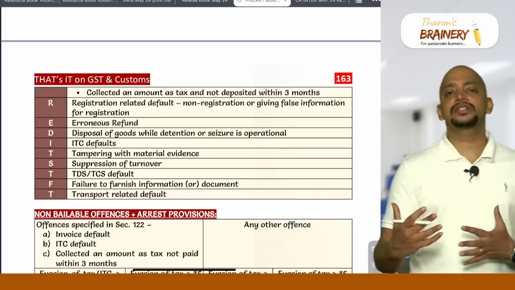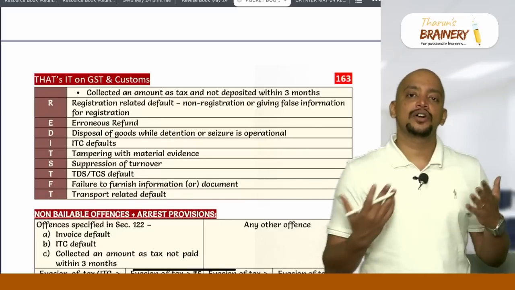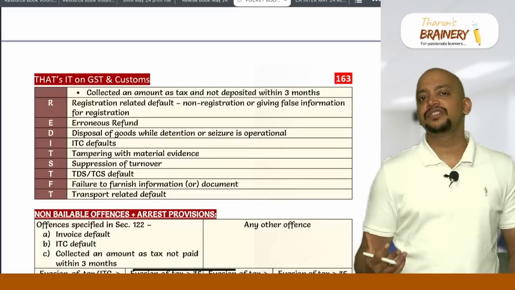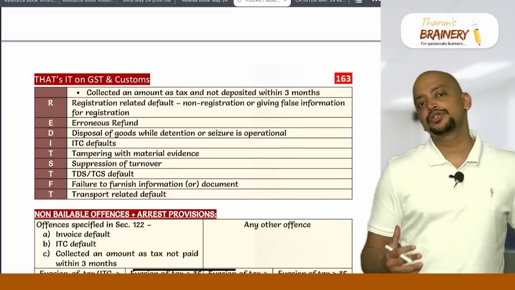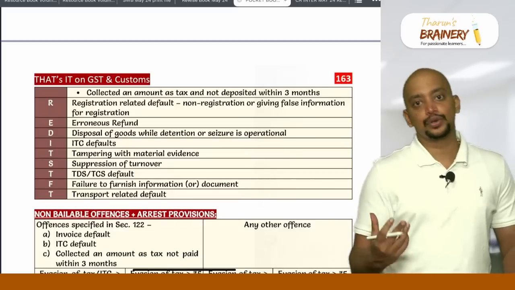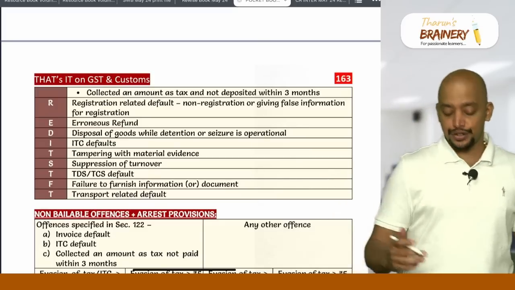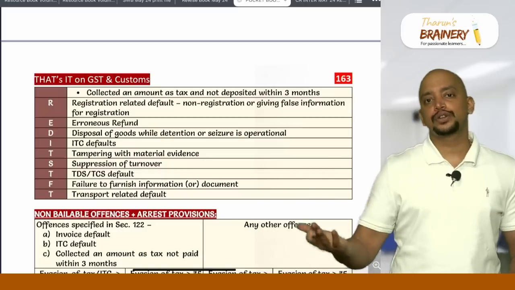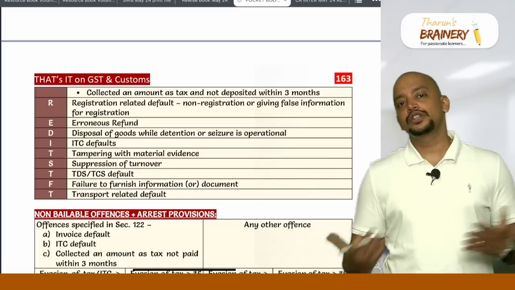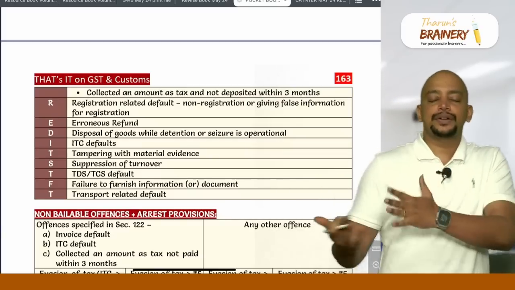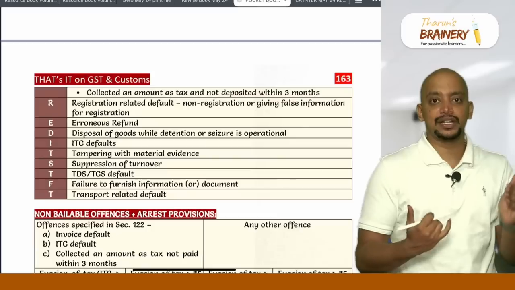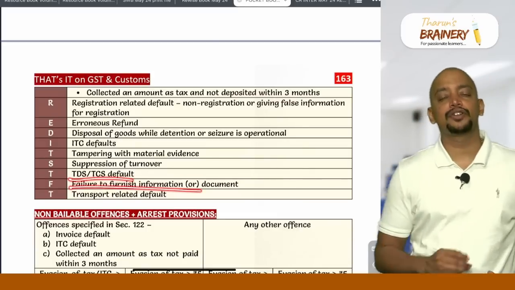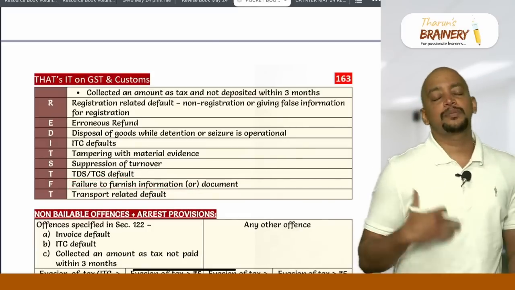Say the department has got some material evidence like documents or diaries, which contain sensitive information or tax evasion information. You try to tamper with those documents or the pen drives, etc., so that the evidence is destroyed. That is known as tampering with material evidence. And suppression of turnover. If you cross the turnover threshold, a lot of provisions are attracted, so due to that reason you try to suppress your turnover. That is bio discredits.